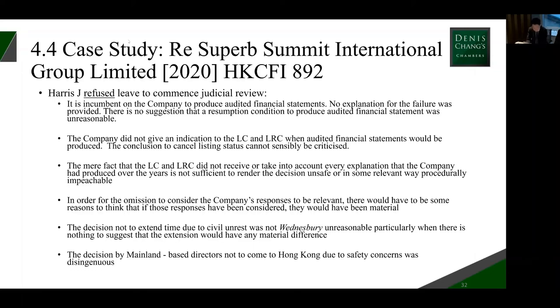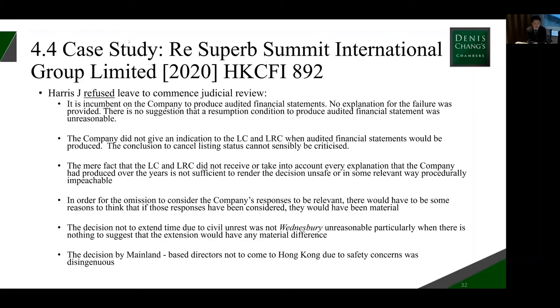And the second interesting feature in this case is that the company raised an alternative ground of judicial review by saying that the decision not to extend time to meet the resumption conditions, because of the civil unrest in Hong Kong in the second half of 2019, was manifestly unreasonable, and Mr. Justice Harris commented that this ground is manifestly bad. So I don't know whether, if the ground for extension of time is COVID-19, it would be better, but that illustrates the point that a strict timetable imposed by the listing committee or listing review committee has to be complied with, and there could be no legitimate expectation that an extension of time would be granted even if there is a civil unrest or some health concern.